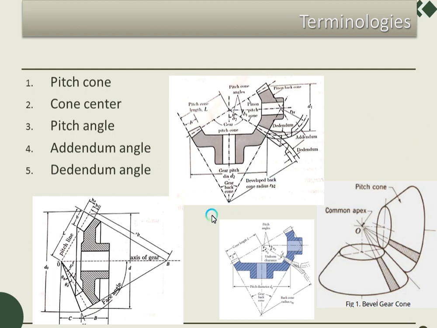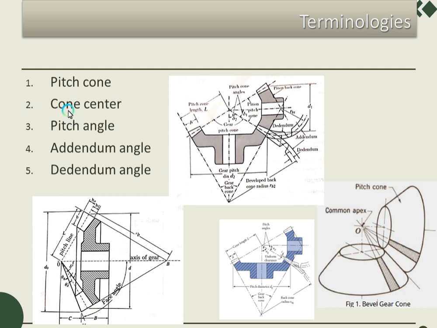Pitch cone is the imaginary surface drawn on the teeth surface. On the surface of the teeth we can draw one line, and similarly at the other end of the teeth we can draw one more line, where the two lines intersect each other. If I connect all the teeth with respect to the axis, you can see that imaginary surface. That imaginary surface we call the pitch cone.